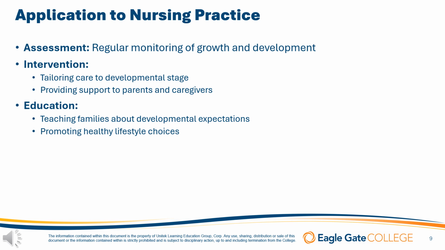Educating families about what to expect at each stage of development helps them to understand typical growth patterns and recognize signs of potential issues early. This education can include information about physical milestones like walking and talking, cognitive milestones such as problem solving abilities, and social emotional milestones like forming friendships and managing emotions. Providing families with this knowledge empowers them to monitor their child's development actively and seek help if they notice any concerns. It also helps to set realistic expectations, reducing anxiety and promoting a supportive environment.